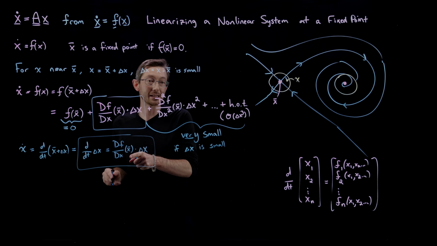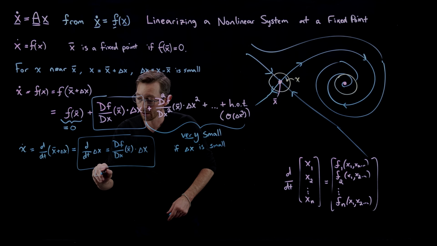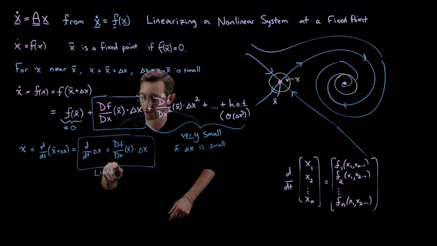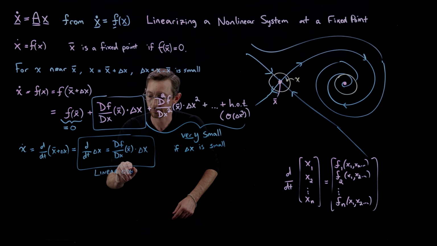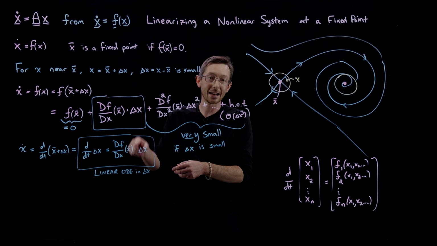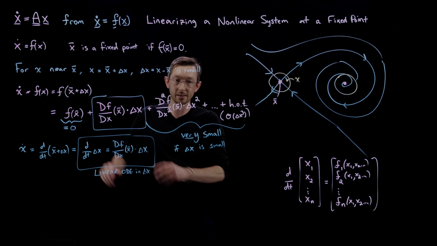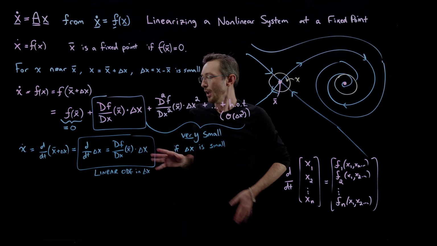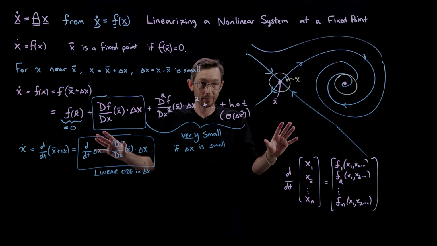And I claim that this is going to be a linear ordinary differential equation, linear ODE, in delta x. And now I'm going to show you how to compute these df dx's, what these mean, and why this is linear. Okay, good. So this was a big step.